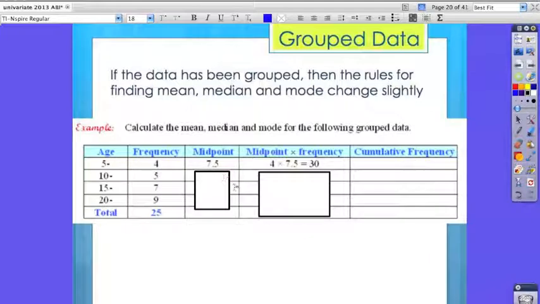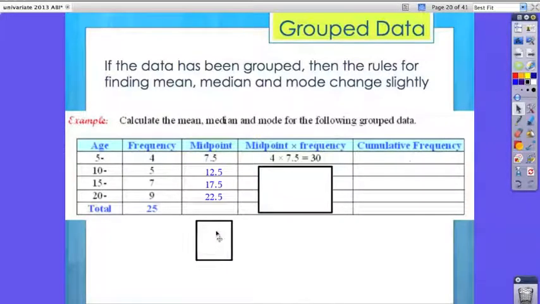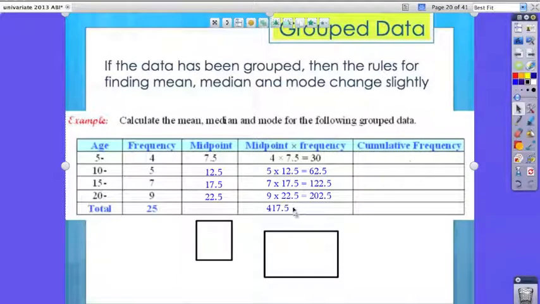What I'd like you to do is pause this for a moment and then write down the other midpoints. And then what I'm going to do is move this so you can see it. So if you've done your calculations, the midpoints are going to be 12.5, 17.5 and 22.5. Then the next step that we do, and it'll become clearer on the next page as to why we do that, is we work out the midpoint and we multiply it by the frequency. Okay, so if you pause it and do that as well, and then I'm just going to move it, you should have that there. And what I've done down the bottom here as well is the total for the midpoint times the frequency.